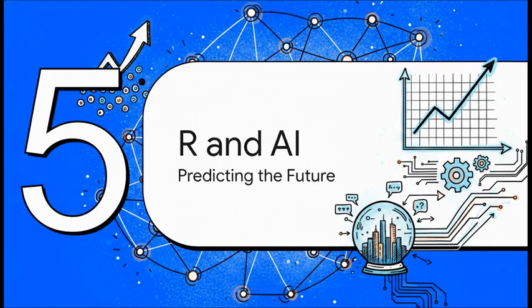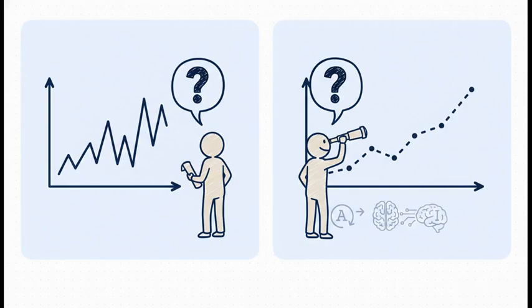But R is not just about understanding what has happened in the past. This is where it gets even more powerful. R has advanced capabilities that let us step into the world of artificial intelligence and machine learning, which basically helps us predict the future. Let's just look at this comparison. Most of what we've discussed is called descriptive analytics. It looks at past data and it asks, what happened? But with AI libraries in R, we can do predictive analytics. This asks a much more interesting question. What will happen next? It uses all the historical data to find patterns and predict future trends, like forecasting next month's sales. For any business, this is a huge advantage.